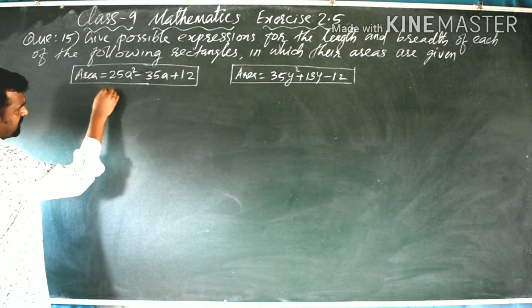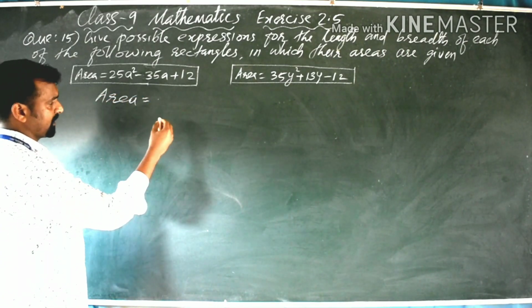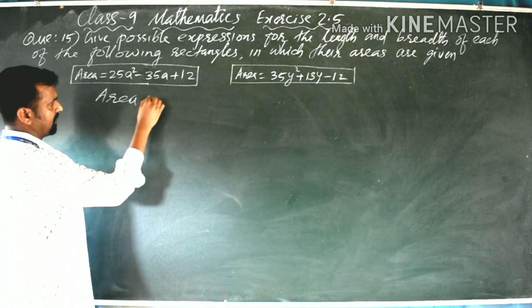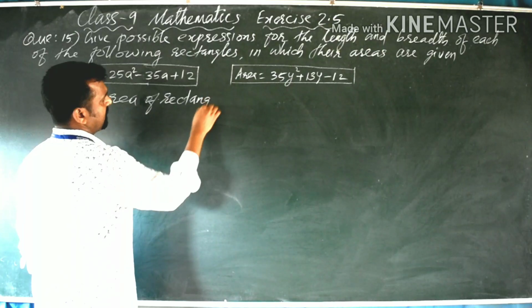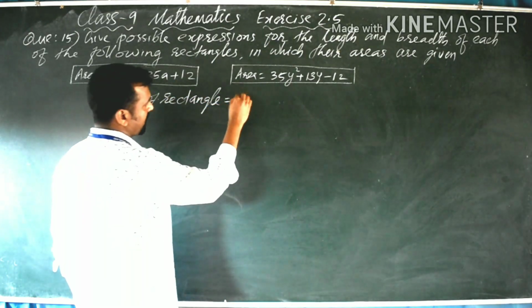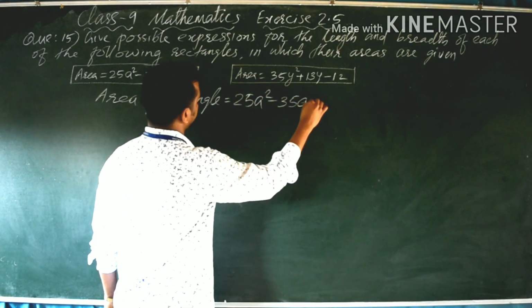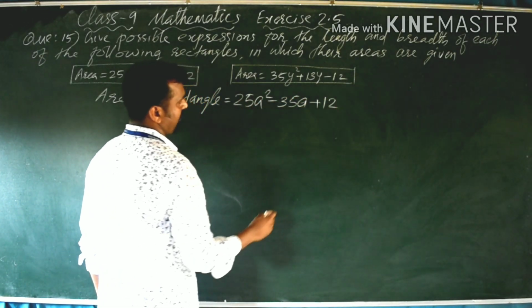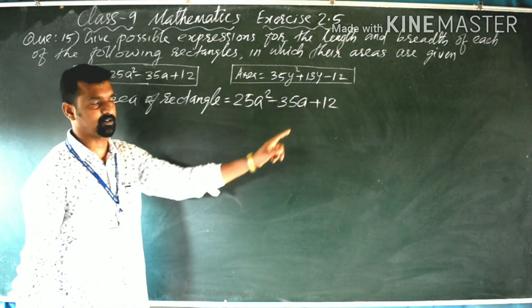So here we are going to write area of rectangle is equal to, what is the area of the first rectangle? 25a square minus 35a plus 12.